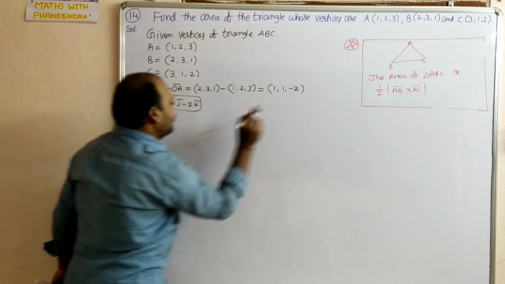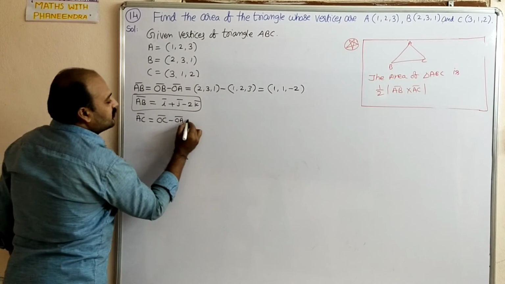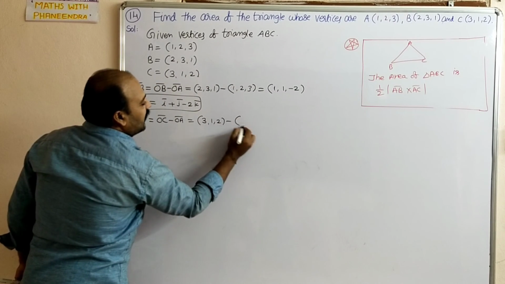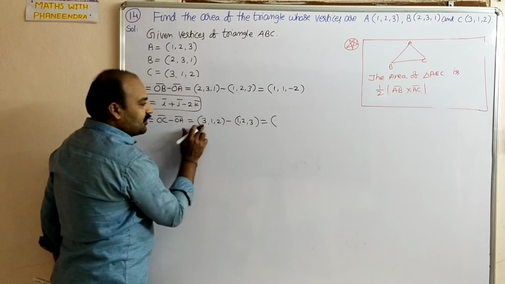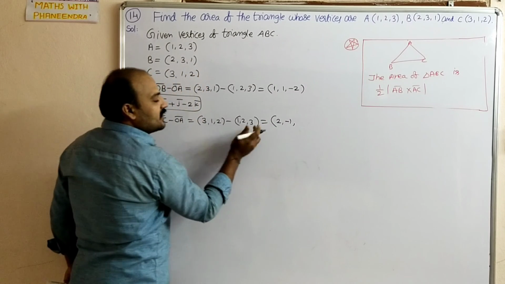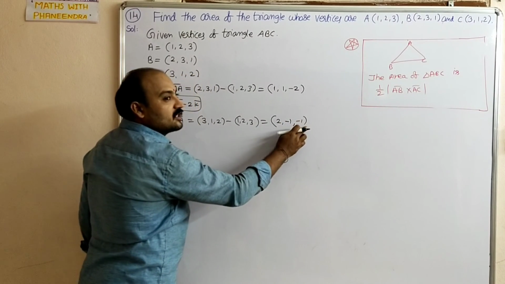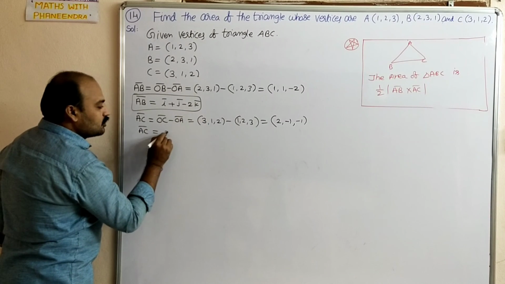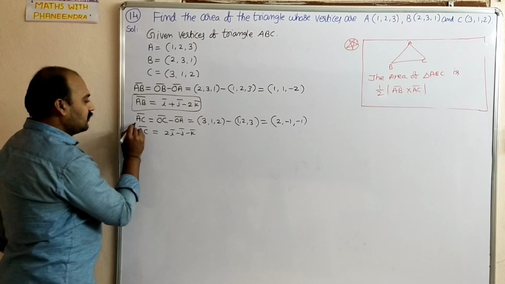Similarly, we want the AC bar vector. AC bar is OC minus OA. OC means 3, 1, 2, minus A, whose value is 1, 2, 3. 3 minus 1 is 2; 1 minus 2 is minus 1; 2 minus 3 is minus 1. So AC bar equals 2, minus 1, minus 1. We can write this in vector form: AC bar equals 2I minus J minus K.